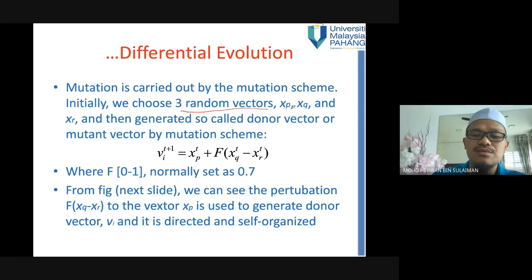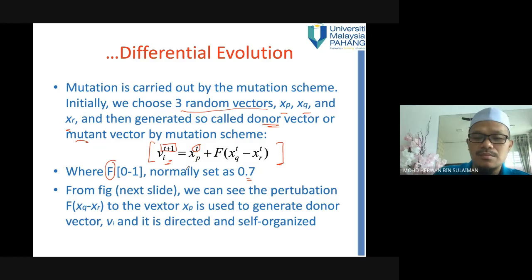Initially, you choose 3 random vectors, called XP, XQ, and XR, and generate the so-called donor vector or mutant vector by using the mutation scheme. Here you have your F function, which is normally set as 0.7. So you have V for T plus 1, meaning the next iteration, equal to XP at T, your variable for the current iteration, plus F times XQ minus XR. XP, XQ, XR are random vectors used to generate the new donor vector. Okay, T represents the current iteration, T plus 1 represents the next iteration.